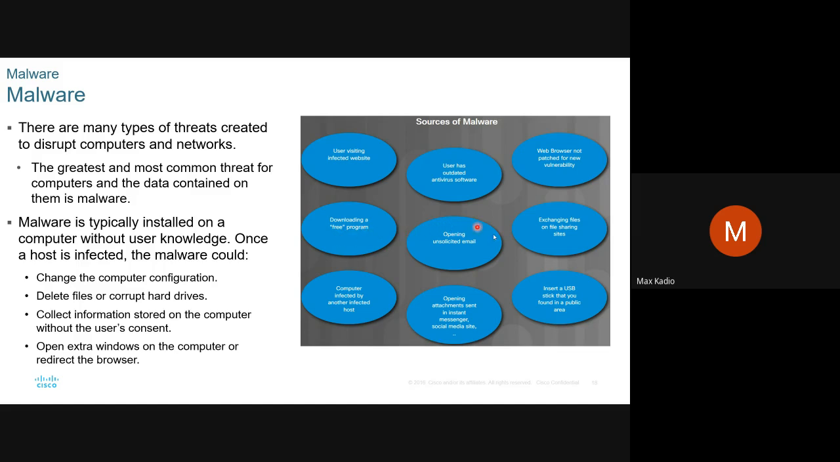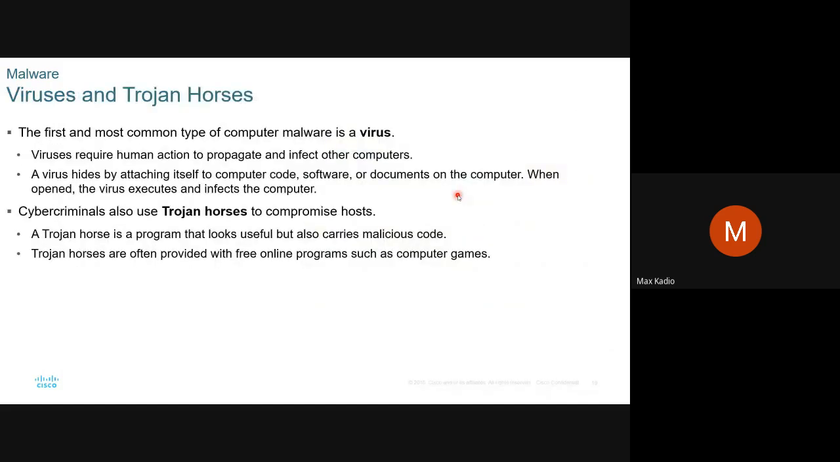So there are many ways. The USB, for example, your antivirus protection not being up to date, and infected emails. There are many ways where your PC or your network can be infected. In malware, we can have many things, but mainly we have viruses, Trojan horses, and worms.